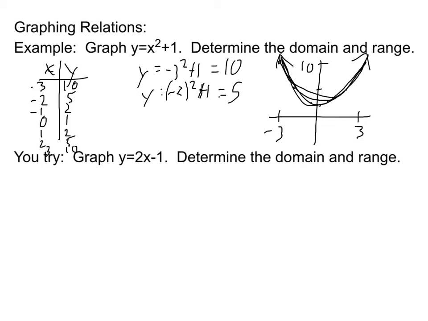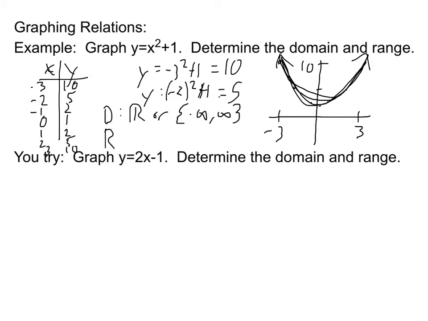Alright, is there any number that you cannot square? The answer is no. You can square any number. It doesn't matter what it is. So the domain is all real numbers. So domain, all real numbers. Or you could say, it is -infinity to +infinity. So that's how else you could represent it.